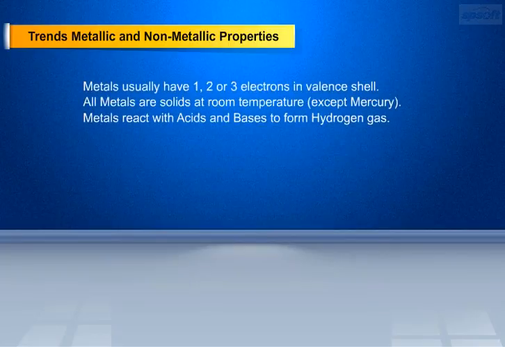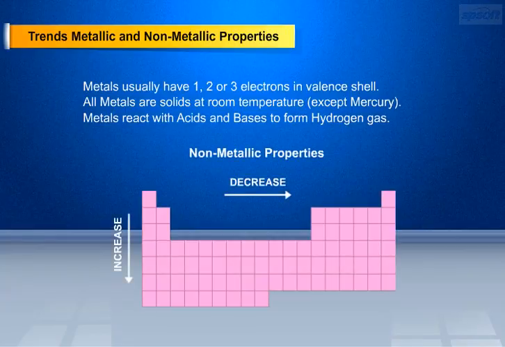Metals usually have 1, 2, or 3 electrons in the valence shell. All metals are solids at room temperature, except mercury. Metals react with acids and bases to form hydrogen gas. Metallic properties of elements decrease across periods. Metallic properties of elements increase as we go down a group.